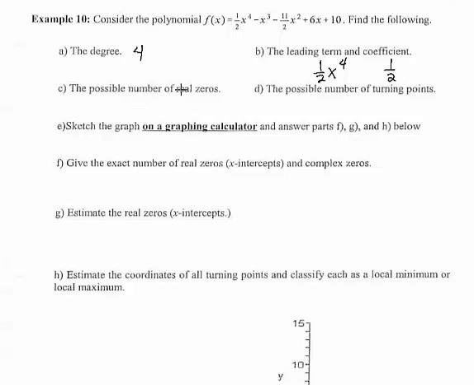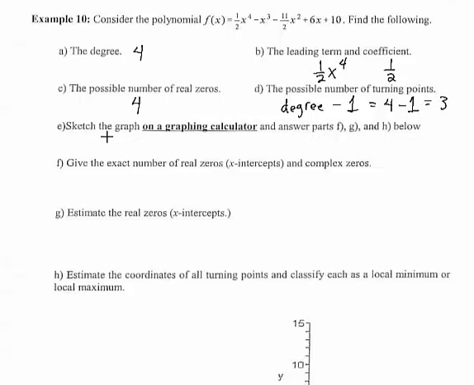C, the possible number of real zeros, well, that would be 4. The possible number of turning points is the degree subtract 1. So in this case, that would be 4 minus 1 equals 3.